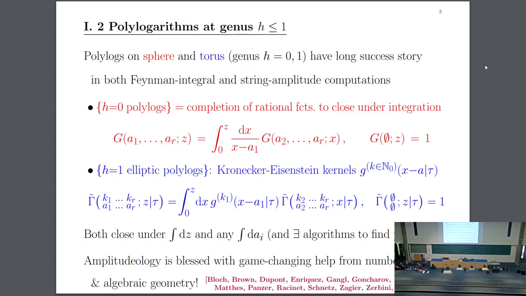Now, what is not obvious from these definitions is why these function spaces close under integration. Not only in that upper variable, but you can also integrate with respect to any of these additional points, points on the sphere or on the torus. For that, you need a refined analysis and some functional properties of these integration kernels. And clearly, you need help from math. We were blessed in amplitudes that there were a lot of mathematicians open to reach out and help us with all these integration challenges and to enlighten us about the Hopf algebra structures and more that are underlying these polylogs.